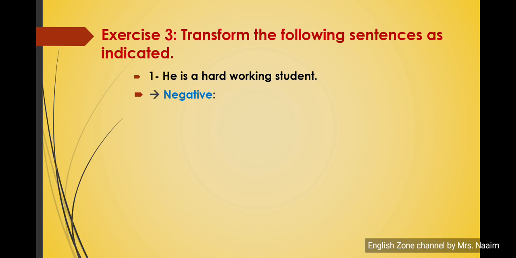The sentence says he is a hard working student. He is a hard working student. So you transform it into negative. Let me give you some time to think about the answer. Great. So the answer is he is not. Okay. So in the negative form we add not after the verb to be. So the verb to be in this sentence is is, so we add not after is. So he is not a hard working student.